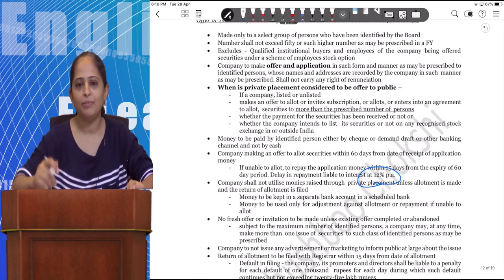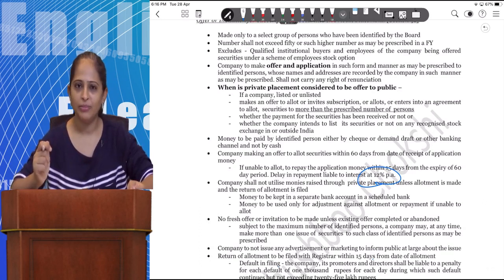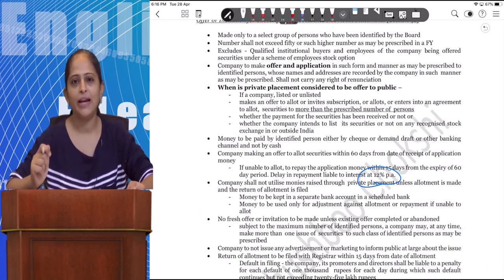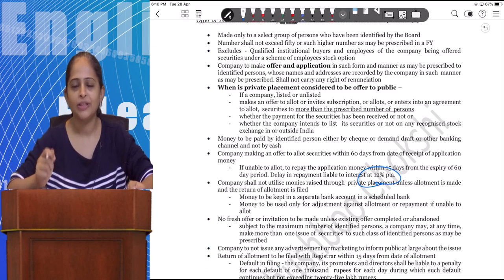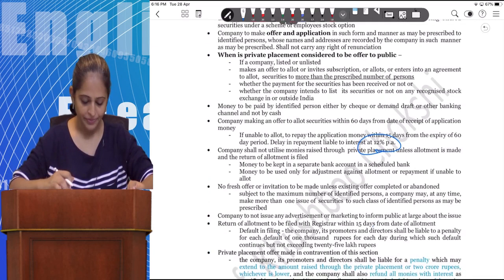The money that the company is taking by way of private placement will have to be kept in a separate bank account with a scheduled bank. Until the time the securities are allotted, the company cannot use that money for any other purpose.